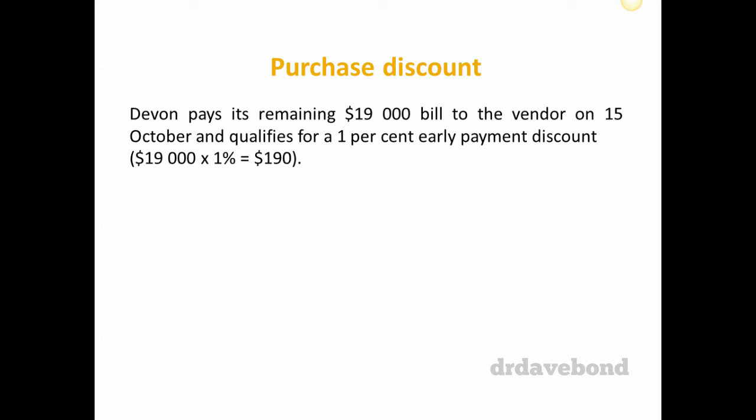Devon pays its remaining $19,000 bill to the vendor on the 15th of October and qualifies for a 1% early payment discount.